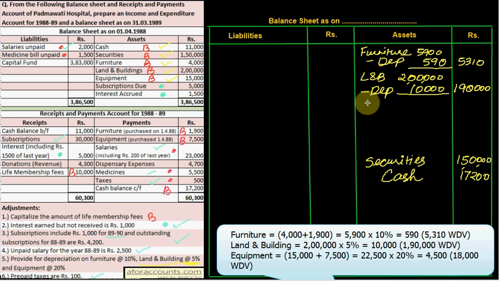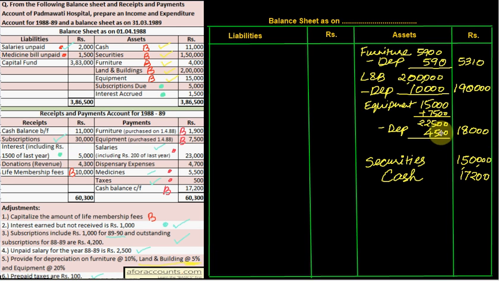Equipment 15,000. So equipment is 15,000. And is there an addition in equipment? Yes, equipment purchased on 1/4/88, 7,500. So equipment purchased is 7,500, and at the beginning of the year, so depreciation will be on the whole amount, 15,000 plus 7,500, 22,500, less depreciation at the rate 20%. So less depreciation at the rate 20% comes up to 4,500. Take the amount in the outer column, it is 18,000. So this is done. Now see the liabilities side.